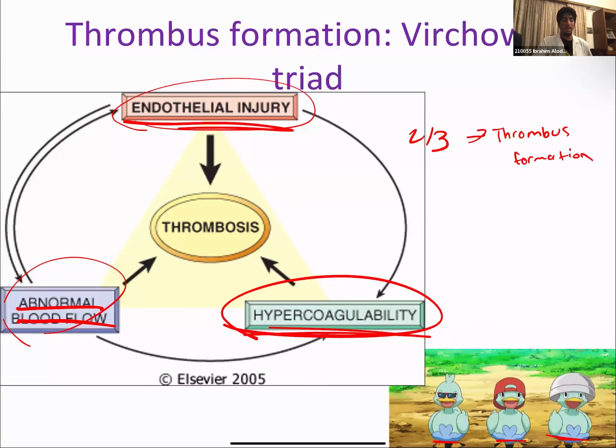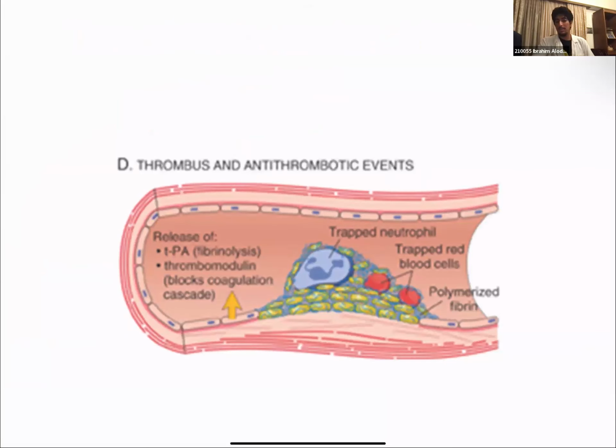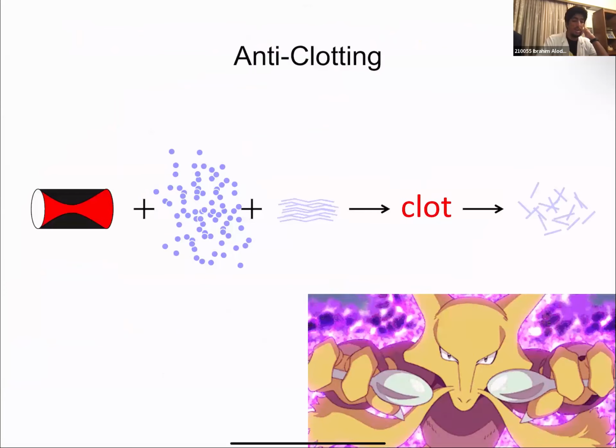Okay, moving on. Here's just a picture of a thrombus. This is, again, a confusing hematological diagram. But after I explain everything on your own time, you guys can come back to this picture and try to understand it a little better.